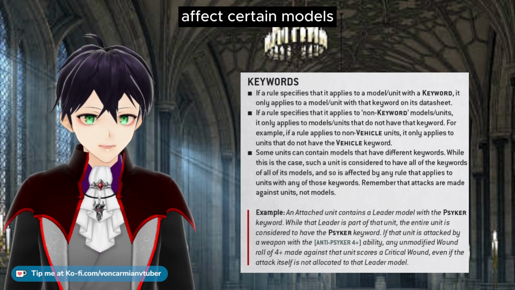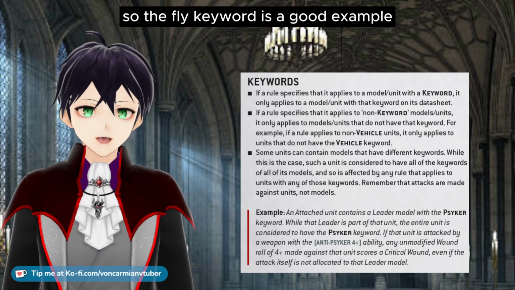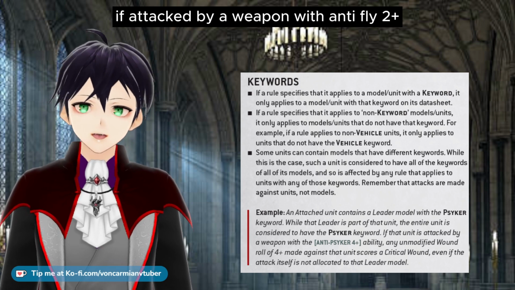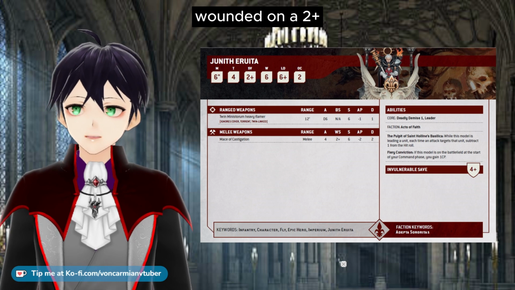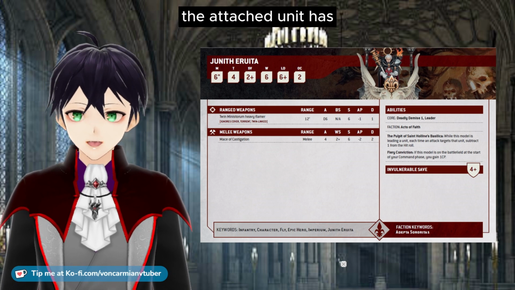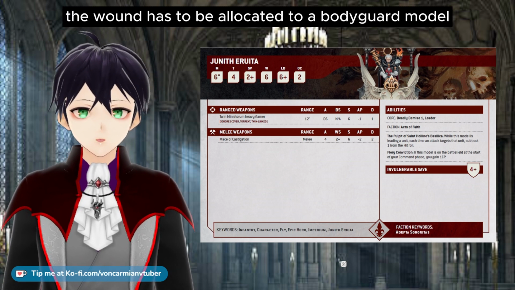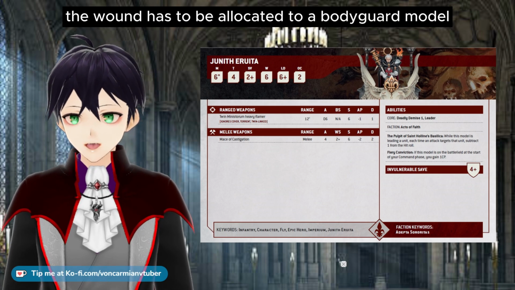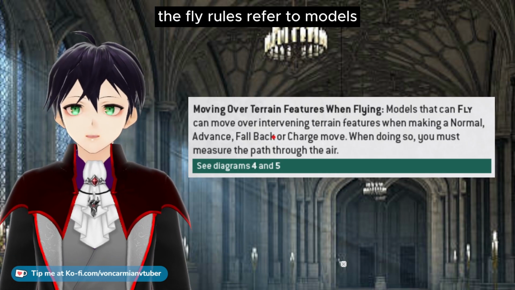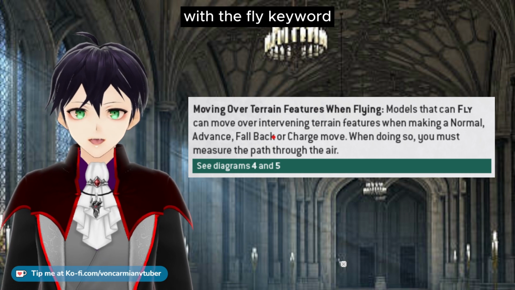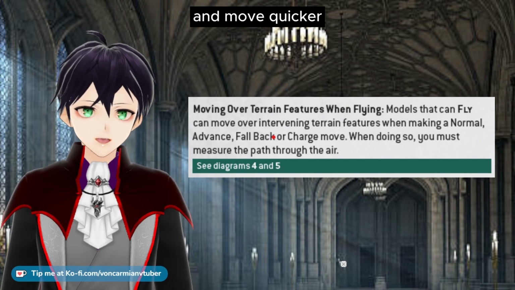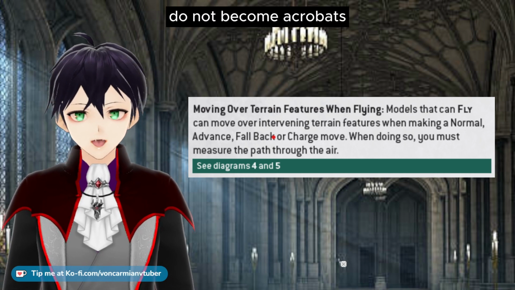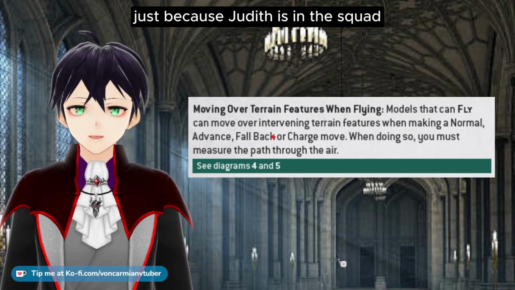Other rules only affect certain models, so the Fly keyword is a good example. If attacked by a weapon with Anti-Fly 2+, a Battle Sister squad with Junith would have a Battle Sister wounded on a 2+. The attached unit has the keyword, and unless it has Precision, the wound has to be allocated to a bodyguard model. When moving though, the Fly rules refer to models with the Fly keyword, not units. So Junith is the only one who can fly and move quicker on the battlefield. The Sisters do not become acrobats just because Junith is in the squad.